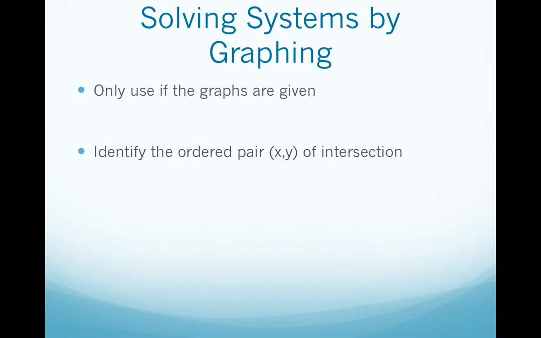You can also solve systems by graphing, but I would only recommend doing this if the graphs are already given, because if you don't make your graphs perfect, then you're not going to find the right solution. When you're solving by graphing, you're just looking for where those graphs intersect. So you're looking at that point of intersection.